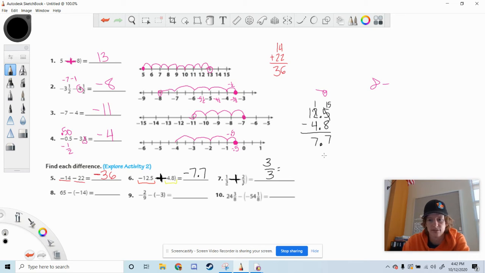3/3, well, that's 1 whole. So here's 1/3, 1/3, and 1/3. Makes a total of 3/3, which is 1 whole circle. 1 whole.